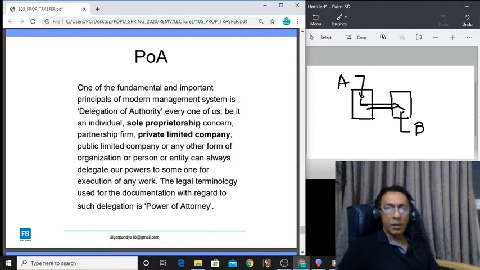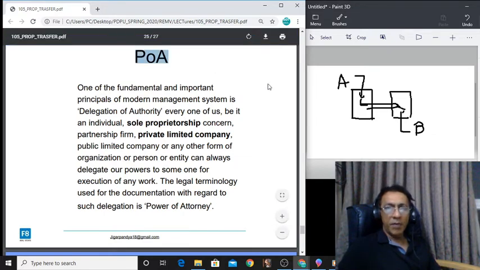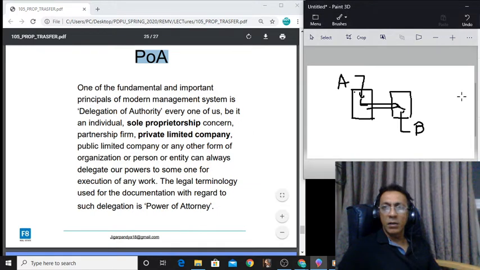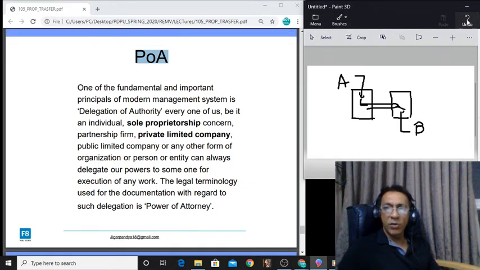Now, when you're looking at power of attorney, firstly, I would like to mention that power of attorney is not a kind of transfer, and that is as per the Transfer of Property Act. Okay. What is it then?